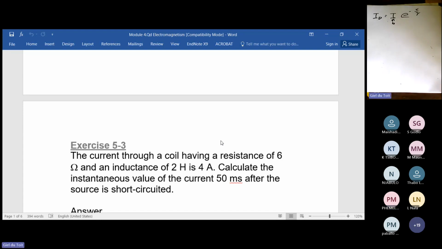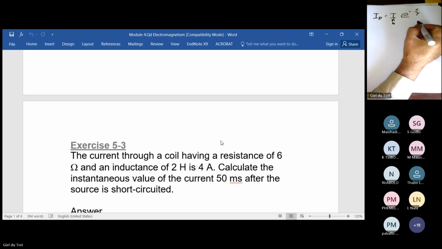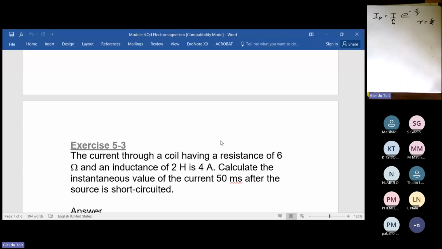What is tau, guys? Tau over R. What is tau? Who can do it for me? Is there anyone that's capable of calculating the time constant? 2/6, sir. Thank you very much. Guys, why does it take so long? 2/6, which is a third, which is 0.333, ne?